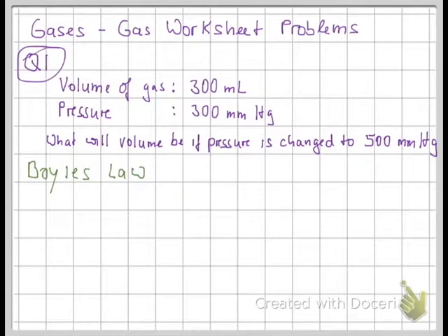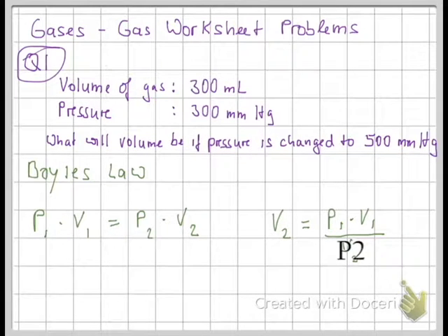Boyle's law is P1 times V1 equals P2 times V2. We want to know what V2, the final volume, is, so we need to solve the equation for V2 equals P1 times V1 over V2.